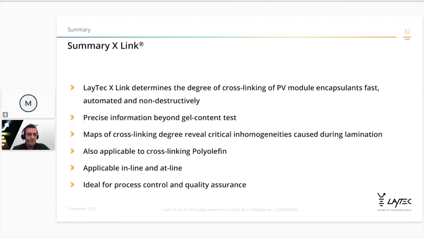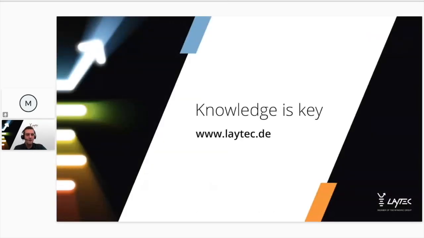You can use it for any cross-linking encapsulants, so it includes polyolefins. In principle, it's applicable inline and at-line or standalone. However, we do recommend to start with the standalone version and do the full mapping. And therefore, we think it's an ideal process control for quality assurance of the PV encapsulation quality. And that brings me to the end.